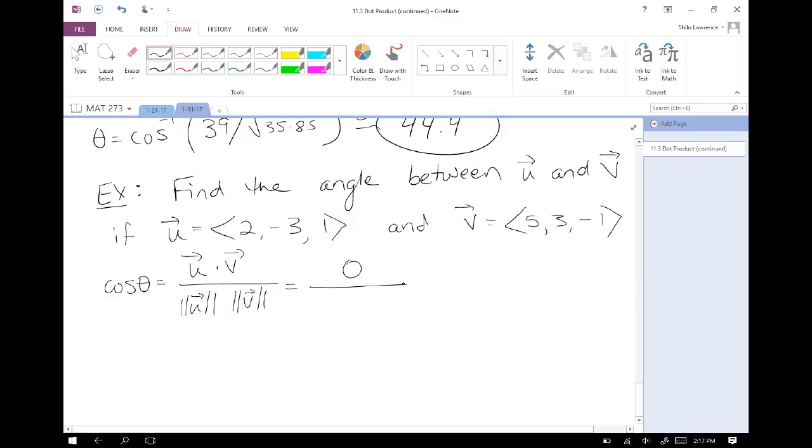We've got a fraction with 0 in the numerator. I know that my magnitudes are not going to be 0. But 0 in the numerator means that the entire value for this fraction is going to be 0, no matter what the magnitudes are. You can still write them out if you want to, but with the dot product equal to 0, I already know what the answer is going to be.